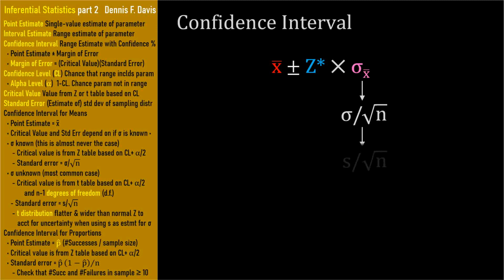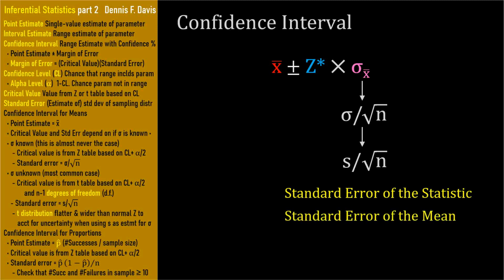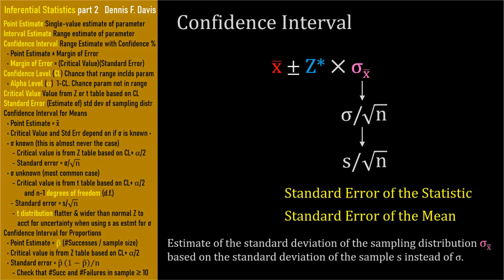So, we use the standard deviation of the sample, lowercase s, divided by the square root of the sample size as a substitute for the standard deviation of the sampling distribution, sigma sub x bar. This has an important implication we'll get to shortly, but first, some vocabulary. When we estimate the standard deviation of the sampling distribution using the standard deviation of the sample, the estimate is called the standard error of the statistic. And since the statistic we're talking about is the mean, this estimate is the standard error of the mean. It's our best estimate of sigma sub x bar, based on the standard deviation of the sample, s, instead of sigma.